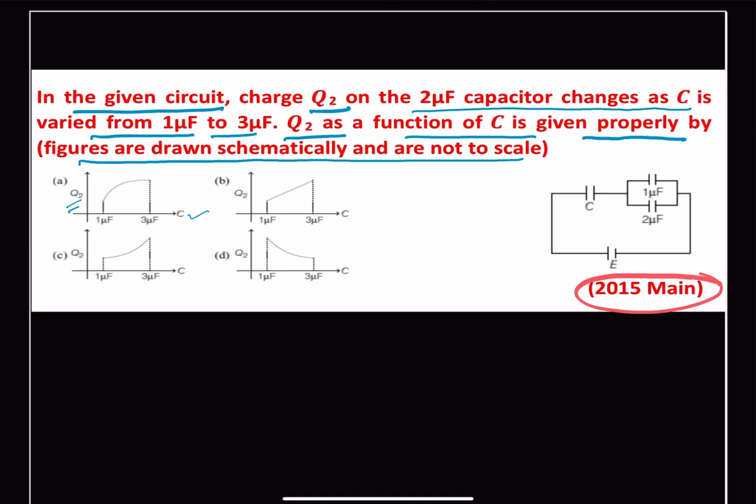Basic circuit is given to us. Applied EMF is E. We have a capacitance C, whose capacitance is being varied between 1 and 3 microfarad. And we have two capacitors, let us suppose this is our C1 and this is our C2. Charge on C2 is given as Q2. For C1, let us suppose the charge is our Q1. And let us suppose this point is called point A.